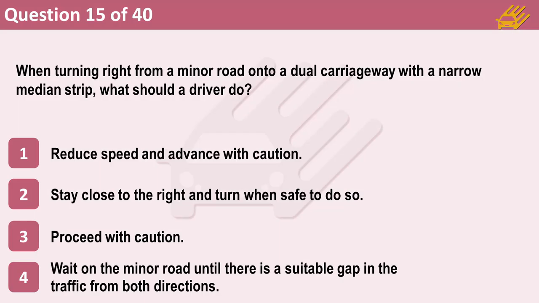When turning right from a minor road onto a dual carriageway with a narrow median strip, what should a driver do? 1. Reduce speed and advance with caution. 2. Stay close to the right and turn when safe to do so. 3. Proceed with caution. 4. Wait on the minor road until there is a suitable gap in the traffic from both directions.